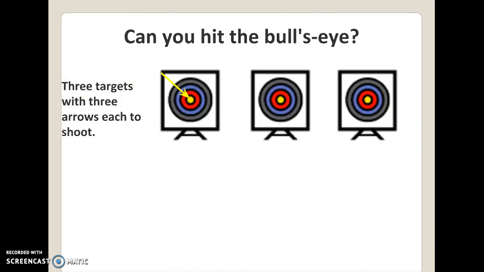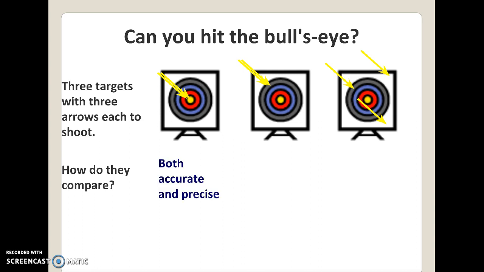Okay, so now 3 arrows in each of these targets are coming in, and we are going to decide if they are accurate, precise, or not. So how do they compare? Well, the first one, obviously hitting the bullseye 3 times in a row, almost all on top of each other. So this first bullseye is both accurate and precise. The second bullseye is kind of like the second bullseye in the previous slide, where you have 3 that are very close together, but they're not at the bullseye. So it is precise, but not accurate.